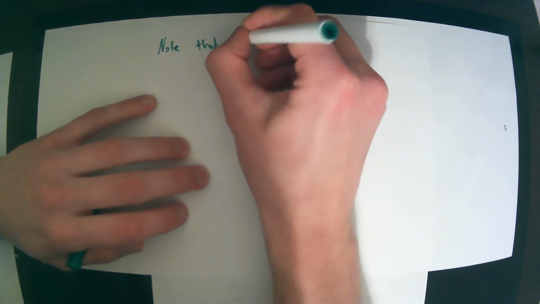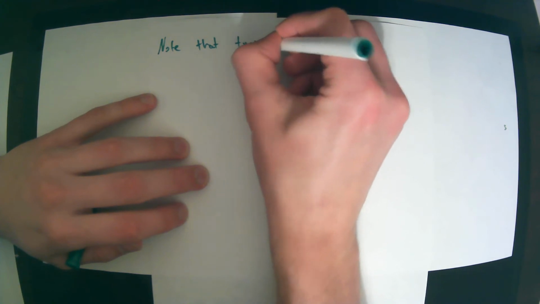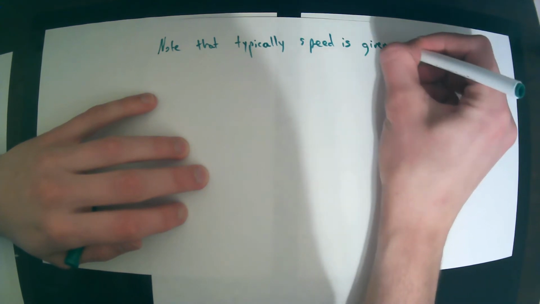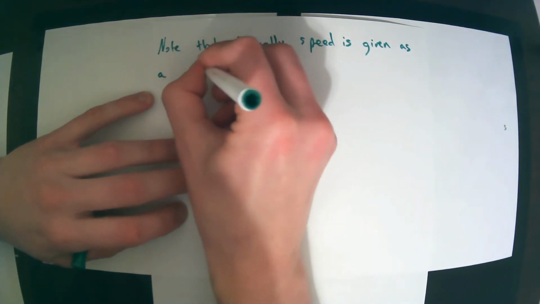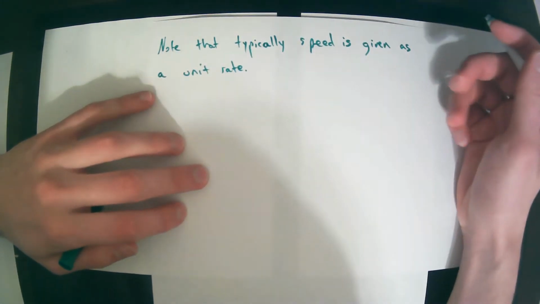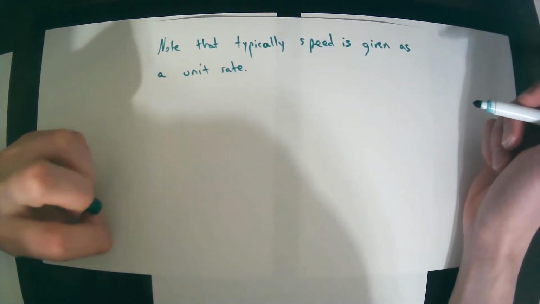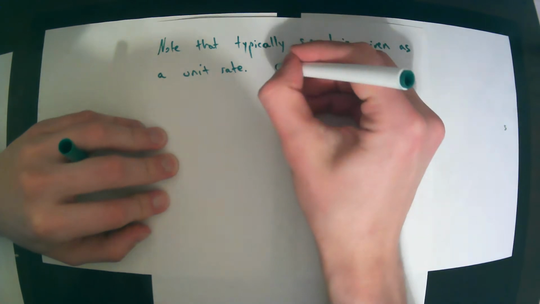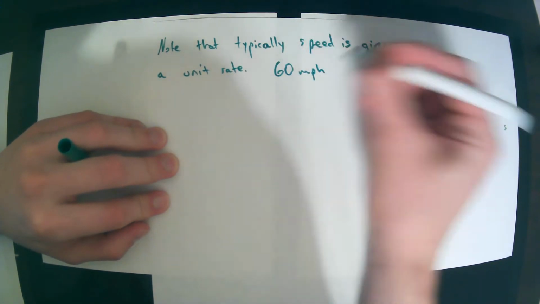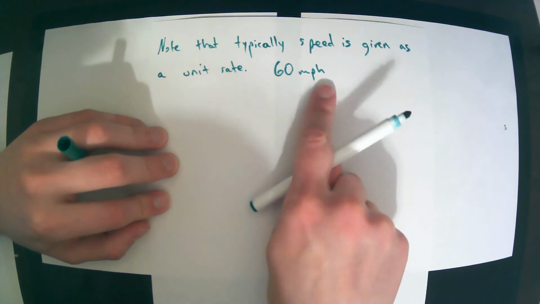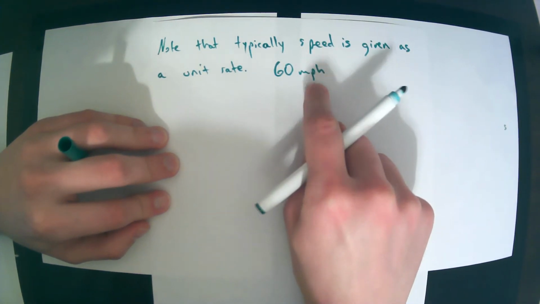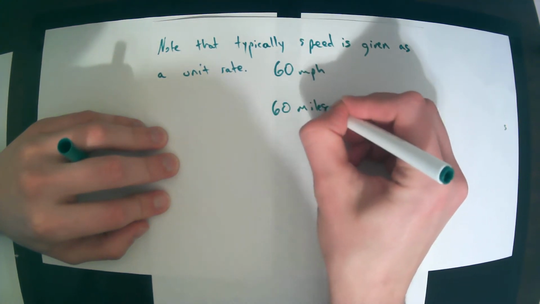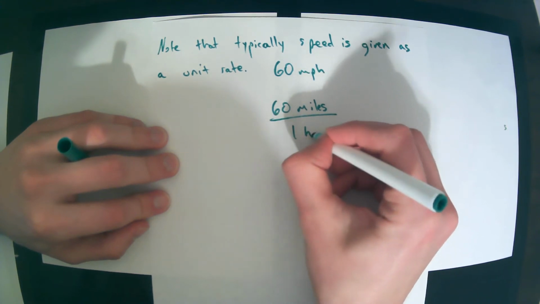So let me actually write that down. Note that typically speed is given as a unit rate. For instance, if I ask you how fast you're going on a highway, you would say 60 miles per hour, right? You would say 60 mph, which is just our way of saying miles per hour. So the little p means per, and it literally is replacing the fraction bar. So this is the same as saying 60 miles per 1 hour.